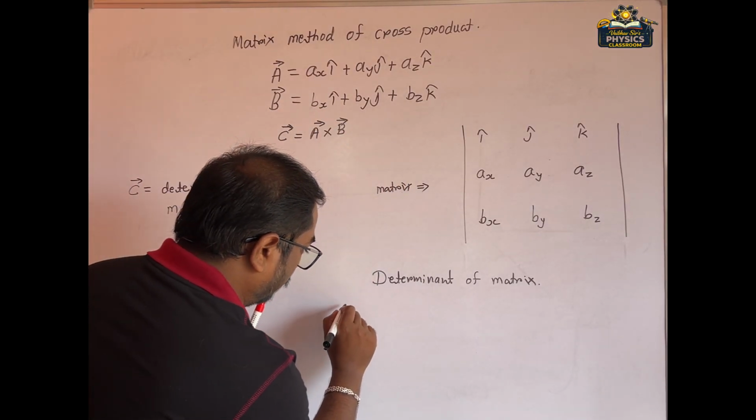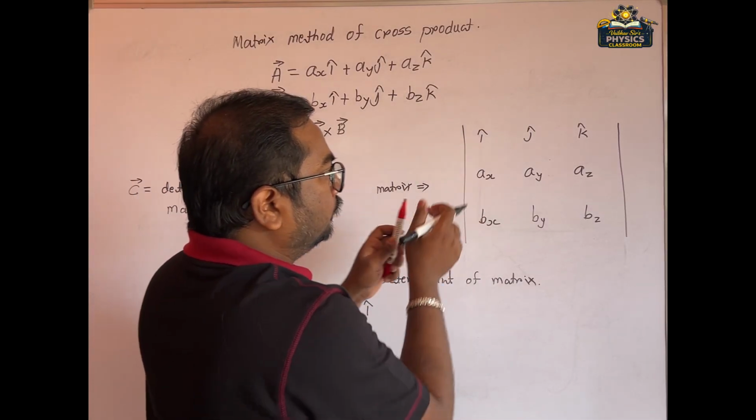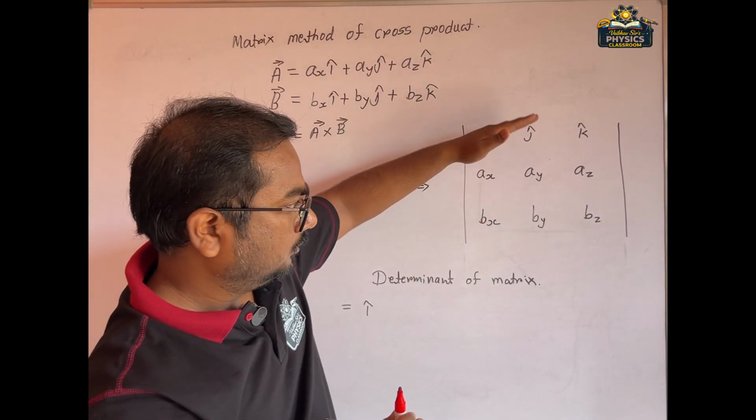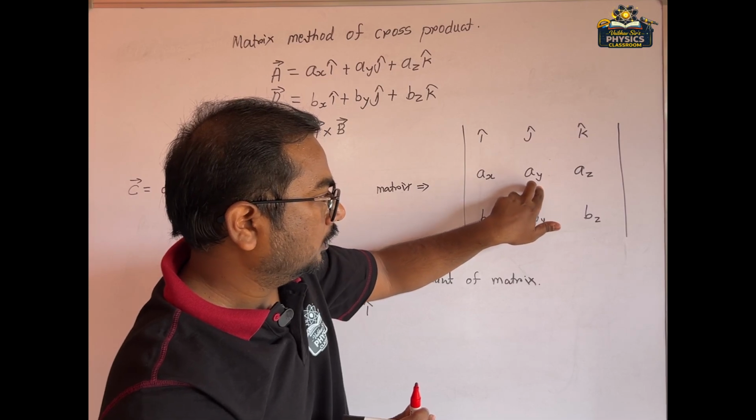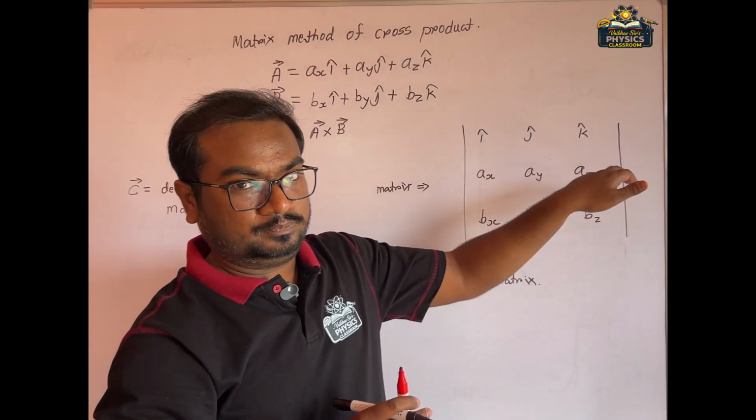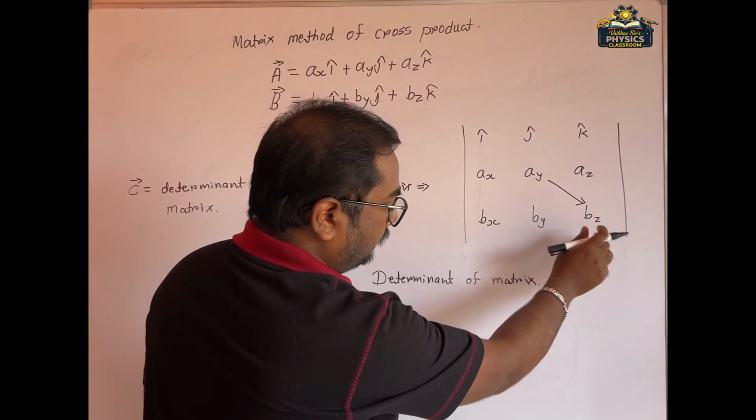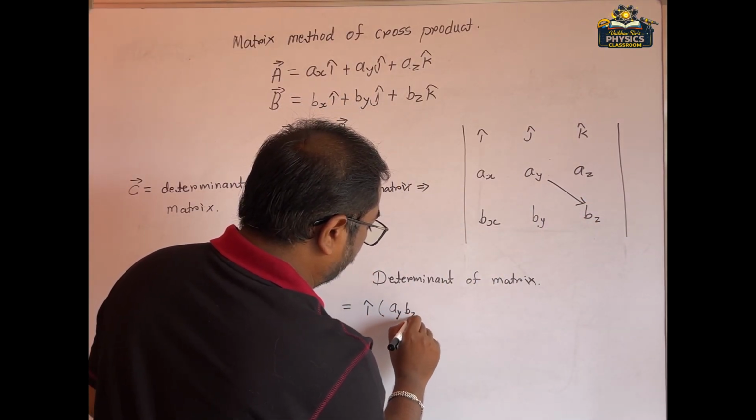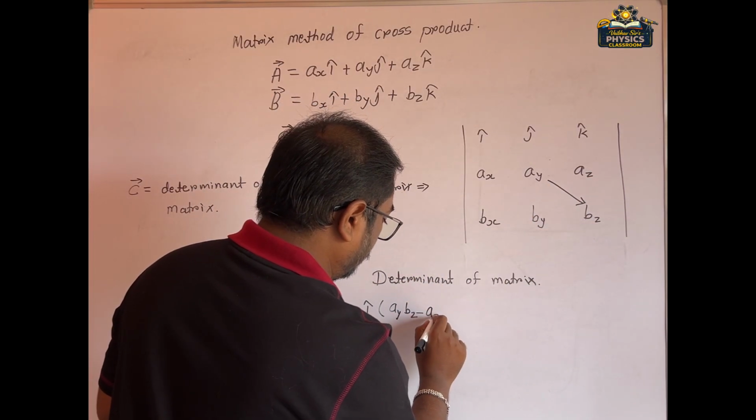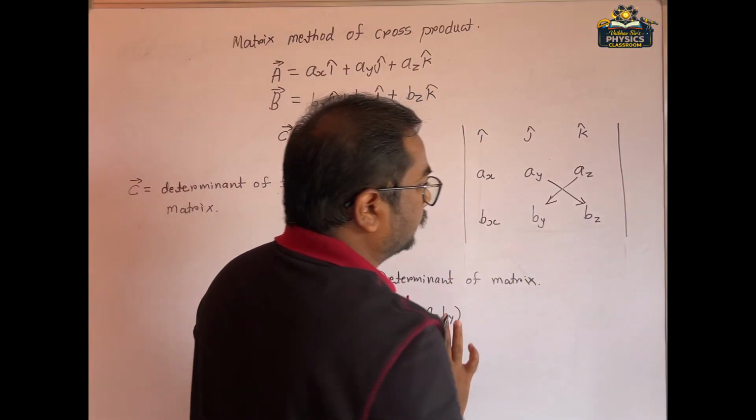Right. So first of all, we have to take i cap, and we have to leave this row of i cap and column of i cap. Then for the remaining things, ay, bz, az and by, we have to take the cross multiplication. That means ay multiply bz minus az multiply by.